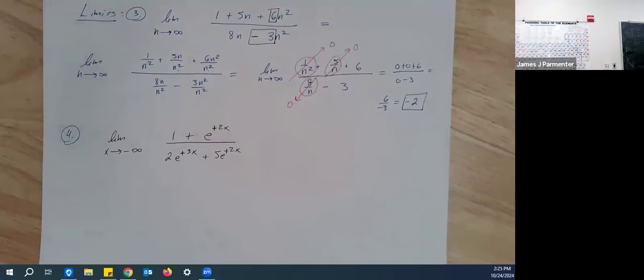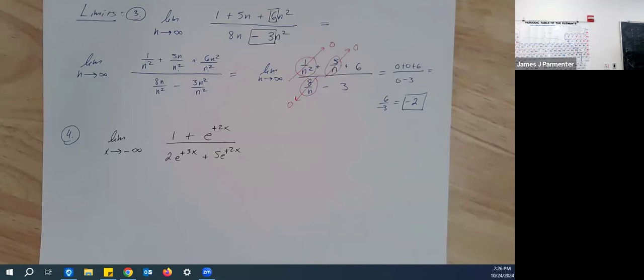So let me ask a question here. In the same sort of way that for the previous limit, we divided everything by n squared because n squared was the thing in the denominator that was growing the fastest, right? n squared gets bigger faster than n or anything else, really. Which thing would be getting the biggest, the fastest here? e to the 2x or e to the 3x? It would be e to the 3x if x were going to positive infinity. But if you go the other direction, things switch.